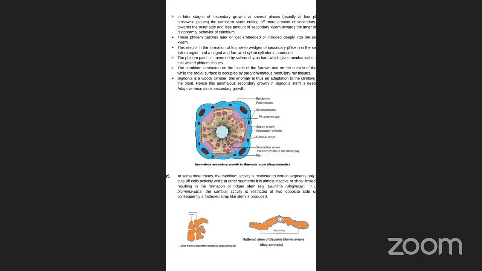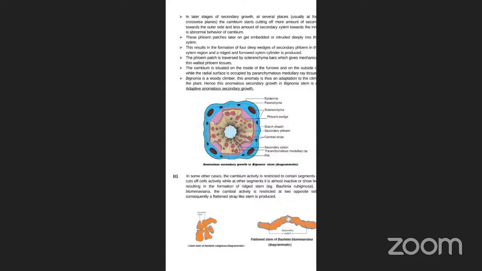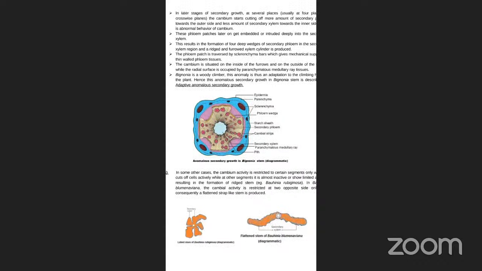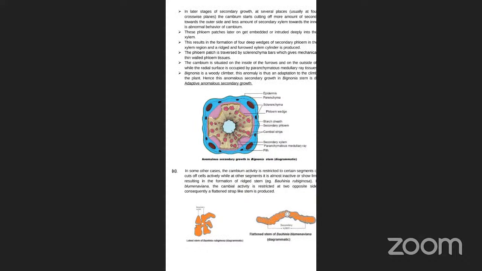Yet it shows anomalous secondary growth and cambial strips. It shows four cambial strips, an adaptation to the climbing habit of the plant. This anomalous secondary growth in Bignonia stem is described as adaptive anomalous secondary growth. This is the information on anomalous secondary growth in Bignonia.